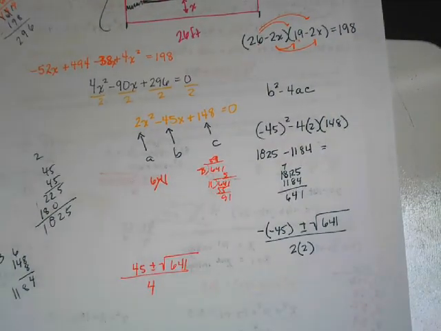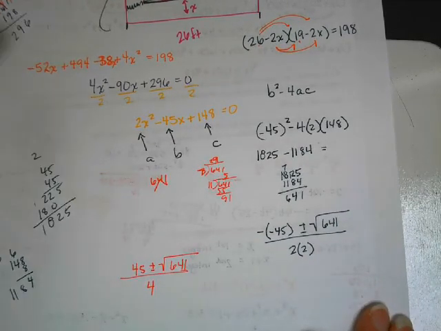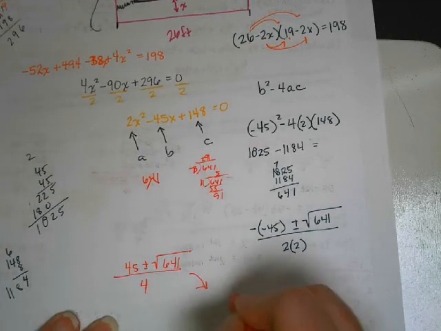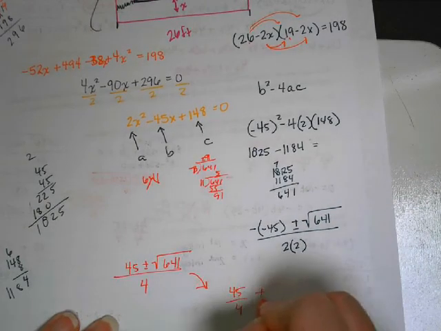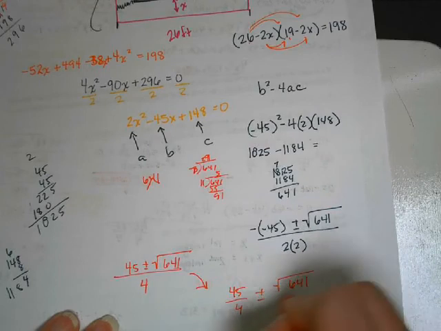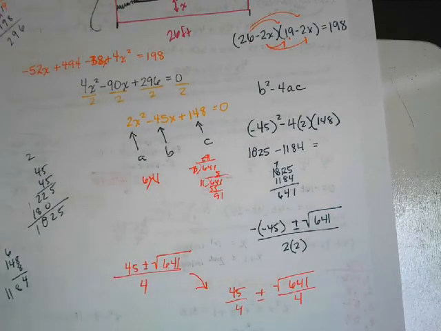So we got lucky. So it's 45 over 4, which you can't do anything with. So 45 over 4 plus or minus the square root of 641 over 4, which would be the answer. Correct, that's the answer.